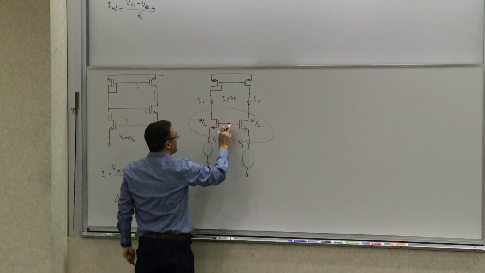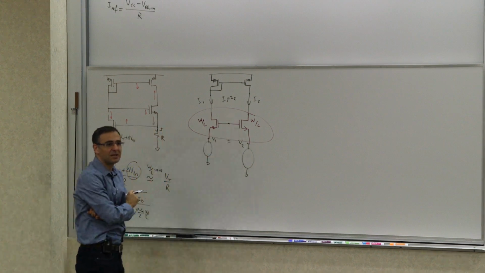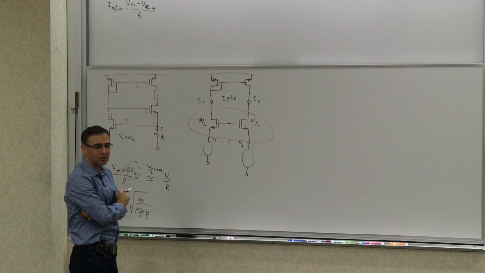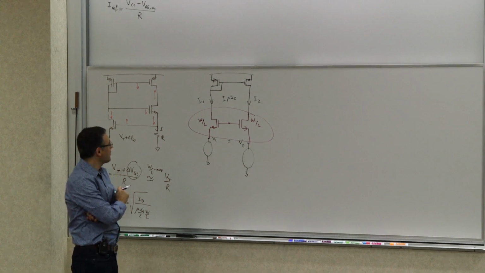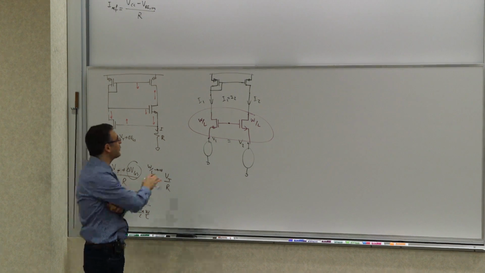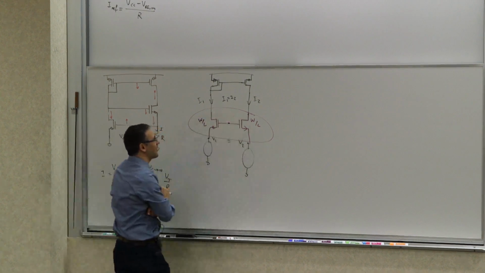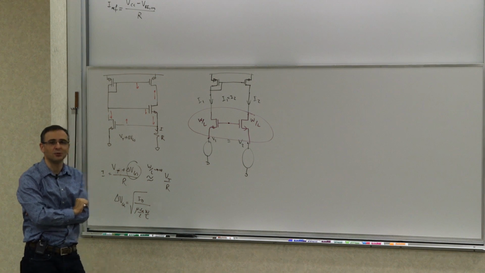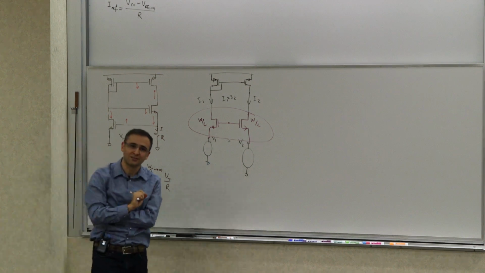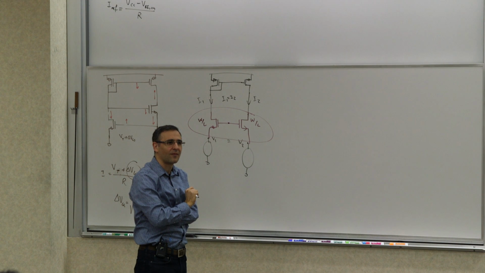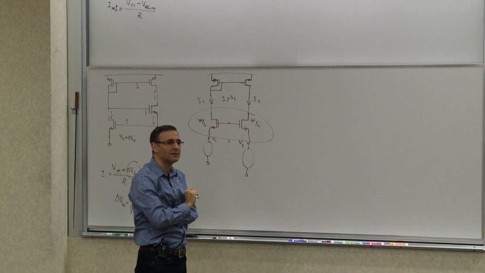Now, we need to do something about this gate, right? This gate needs to be connected somewhere. It can't just be left floating, really. So where can I connect it? I can connect it to one of these two sides, this side or that side. Which side would you connect it to? Would you connect it to the left side or the right side? And why?